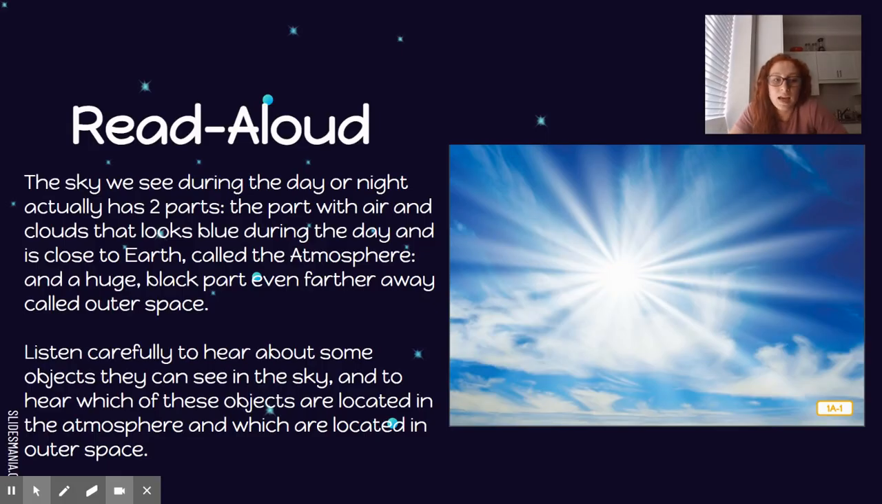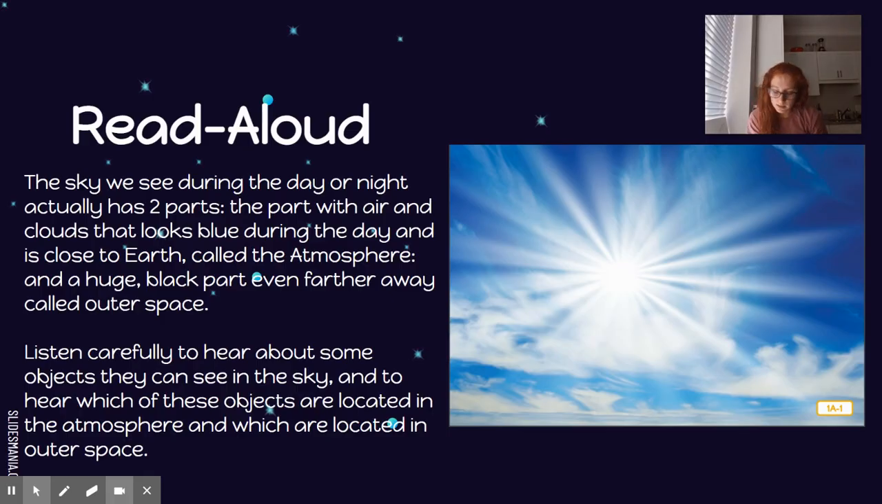All right, so the sky that we see during the day or night actually has two parts. It has the part with air and clouds that look blue during the day and is close to Earth, which is called the atmosphere. And then a huge black part even farther away called outer space. I want you to listen carefully to hear about some of the objects that you can see in the sky, and I want you to hear which of these objects are located in the atmosphere and which are located in outer space, okay? Because the atmosphere is different than outer space.